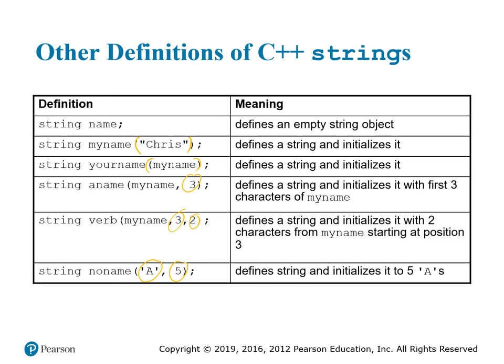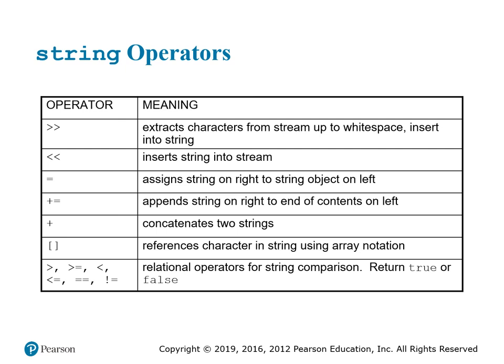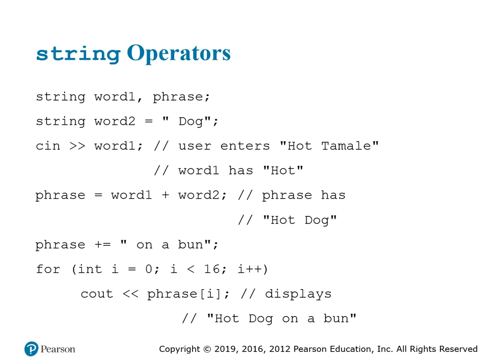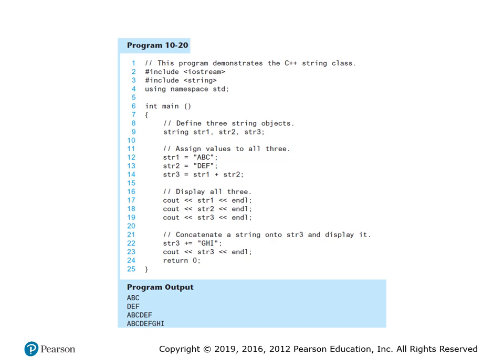Okay, string operators work about as you would expect. One interesting thing is that instead of using strcat to concatenate, you can use plus equals. So you can do name equals George, name plus equals Washington, and you get the full name. This shows how you can use word one plus word two to get hot dog. You can plus equal on a bun. This one shows a way to concatenate the first few letters of the alphabet.